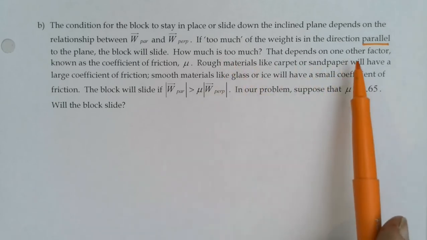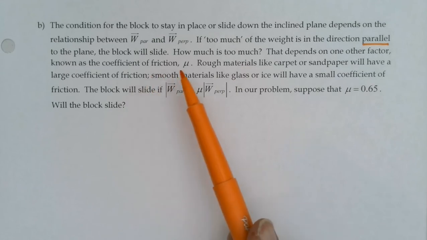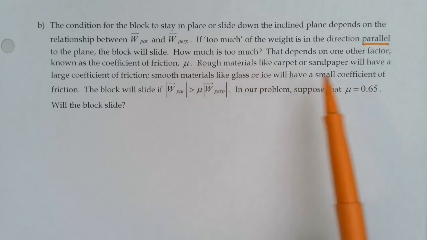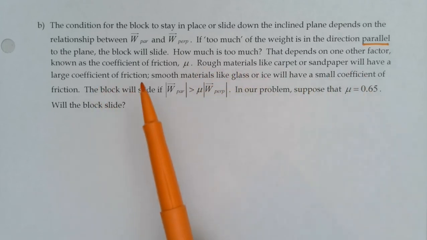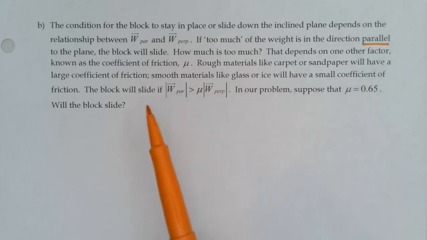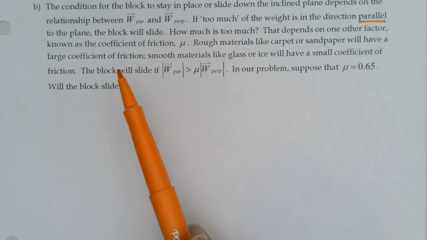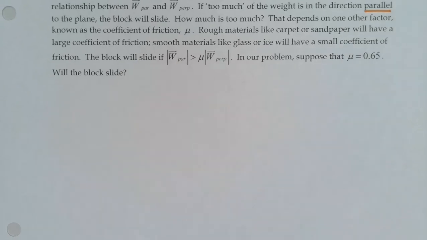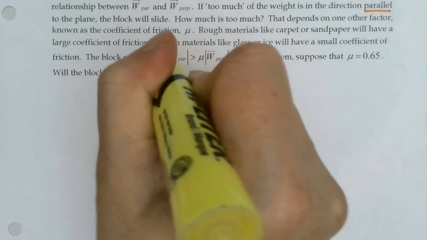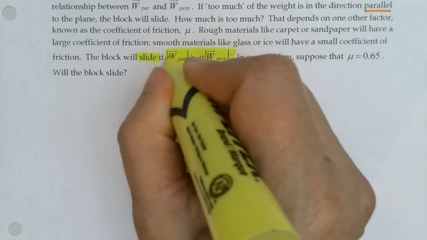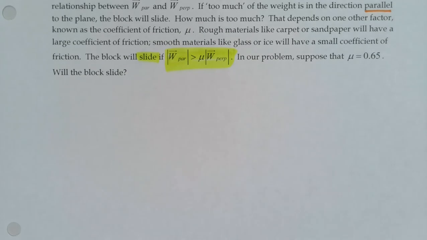That depends on one other factor known as the friction coefficient, mu. That's mu in Greek. Rough materials like carpet or sandpaper will have a large coefficient of friction, right? Smooth materials like glass or ice will have a very small coefficient of friction. So the block will definitely slide if the magnitude of your parallel vector is greater than mu times your perpendicular vector.